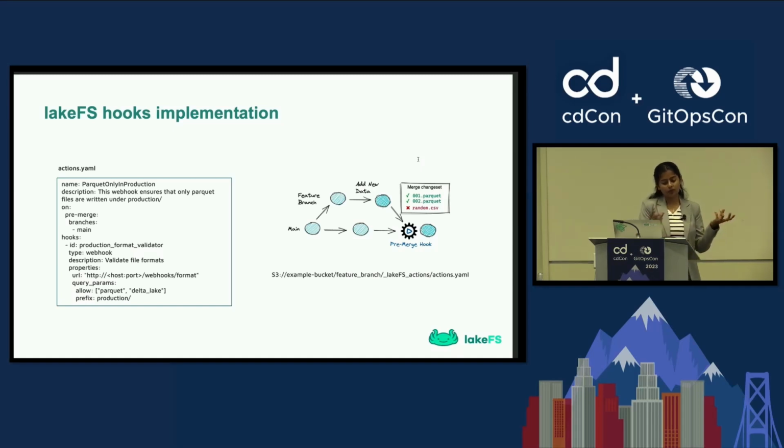You can even set these restrictions to be applied to a specific prefix and not necessarily for the entire data lake also. And as you can see on the right side, by defining these rules, the pre-merge hook will run before every merge, and then it will only allow certain data that follows these rules into the production.